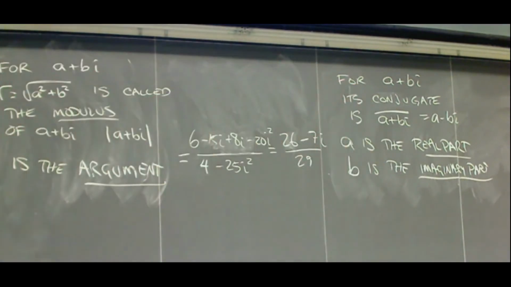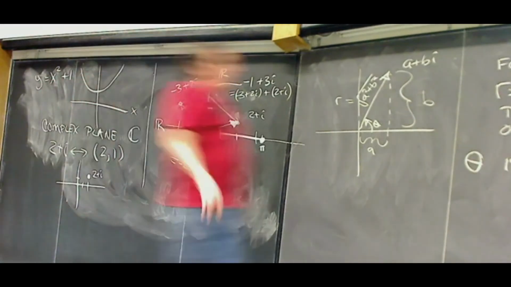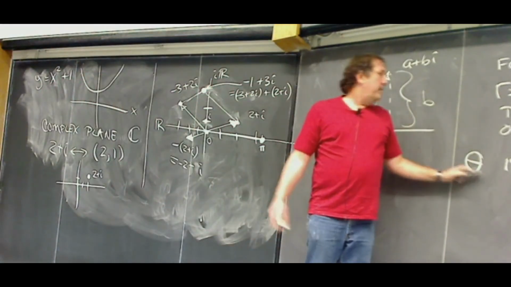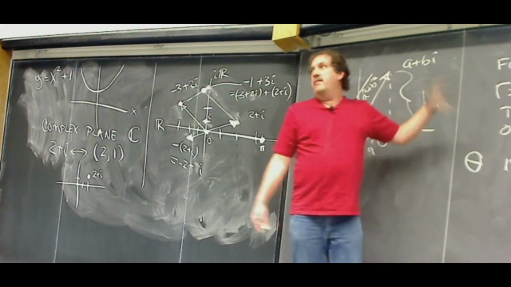Usually, unlike in polar coordinate functions, we always take the modulus to be positive. So we usually make the choice that theta is between 0 and 2 pi, or maybe negative pi and plus pi, and that r is positive.